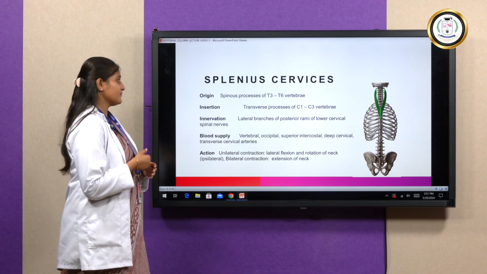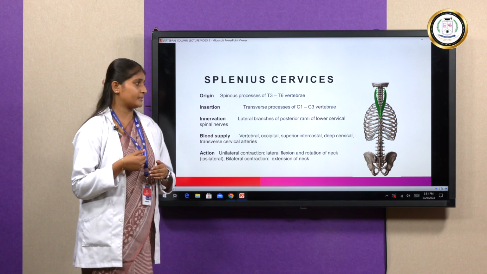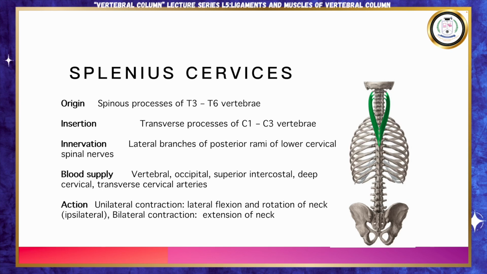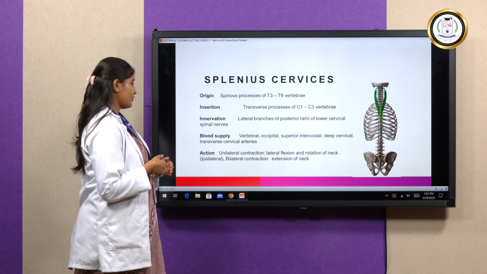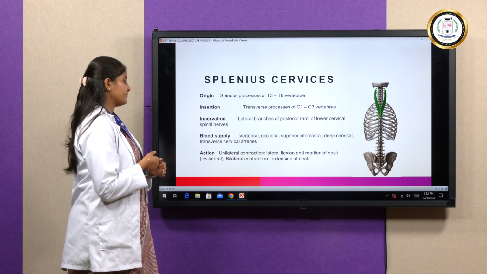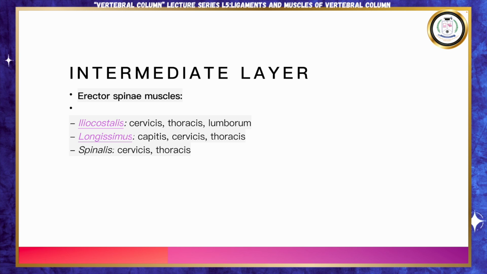It receives the nerve supply from the lateral branch of the posterior rami of the lower cervical spinal nerves, and it also receives blood supply from the vertebral, occipital, intercostal and deep cervical arteries. The action is lateral flexion and rotation of the neck, and it also helps in extension of the neck when it contracts bilaterally. Next we will move on to the intermediate layer of the intrinsic muscles.